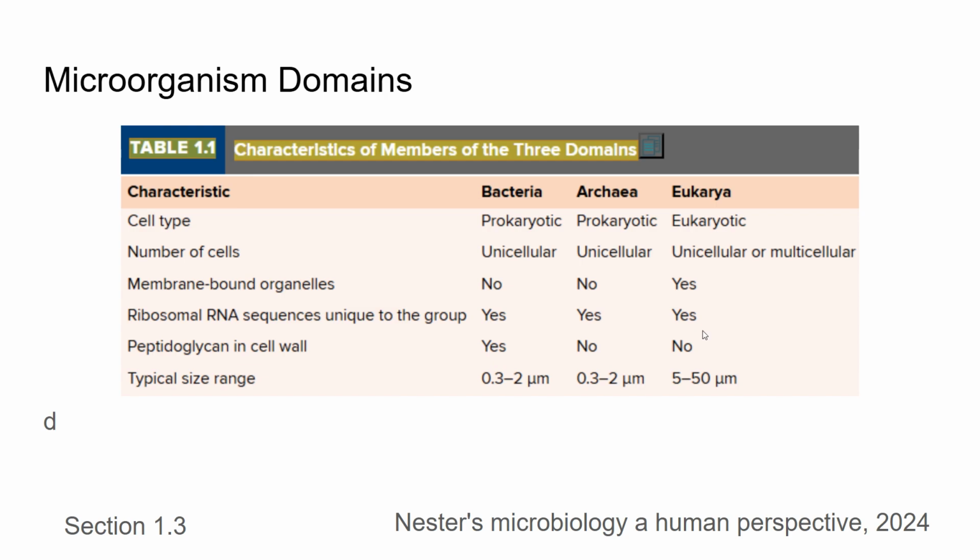So our microorganism domains. When I'm talking about microorganisms, that means that they have a cell. So our 3 domains are going to be bacteria, archaea, and eukarya. Bacteria are going to be those true bacteria, the ones that you really know and you've learned about your whole life. These are going to be unicellular. They do not have membrane-bound organelles. The ribosomal RNA is unique to their group, and they have a peptidoglycan cell wall, and they're generally small.